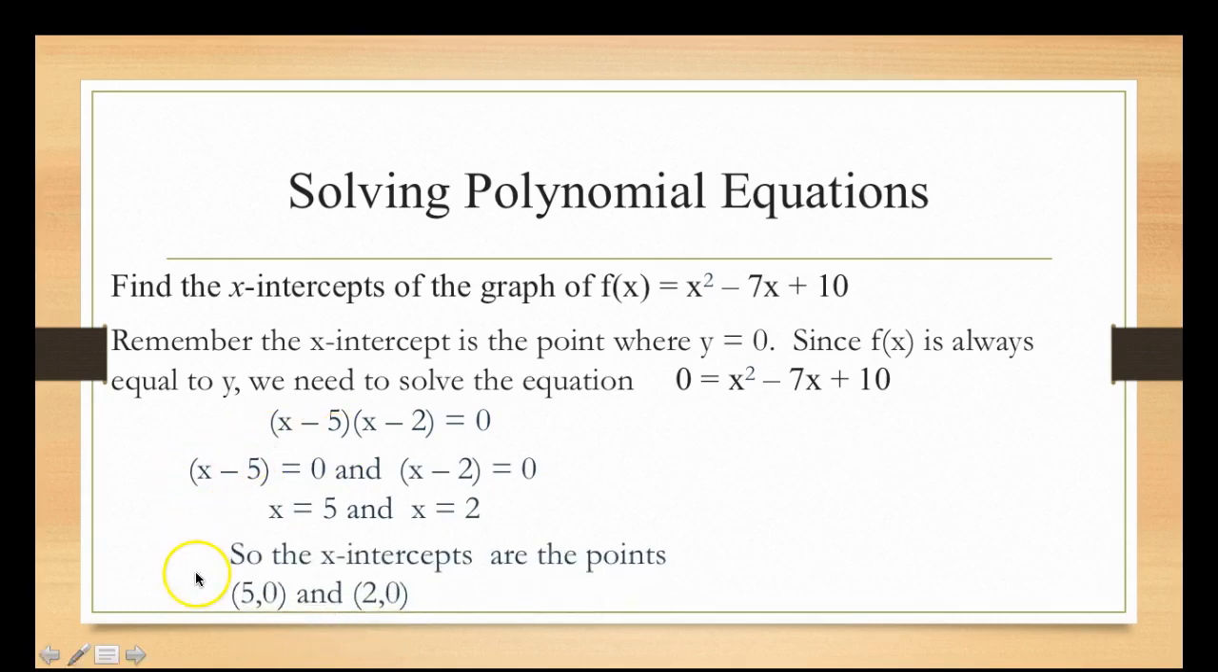And then this part is very important. If we ask for the x-intercepts, that means that they are points, and we must write them like points. An x-intercept is the point where the line crosses the x-axis, and it crosses at the point (5, 0) and the point (2, 0).